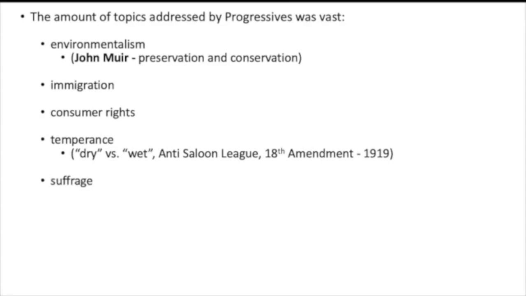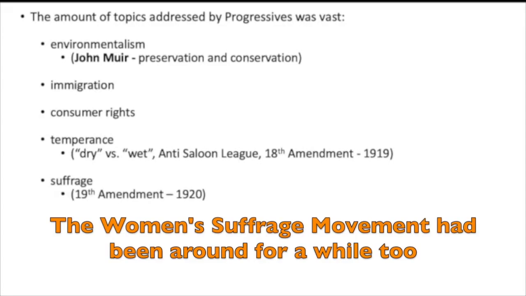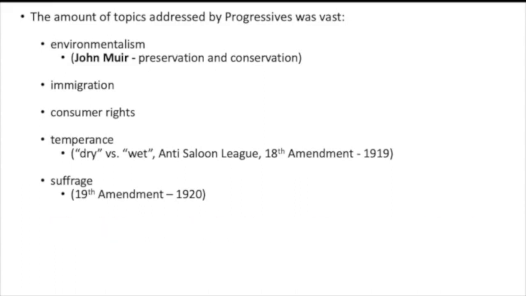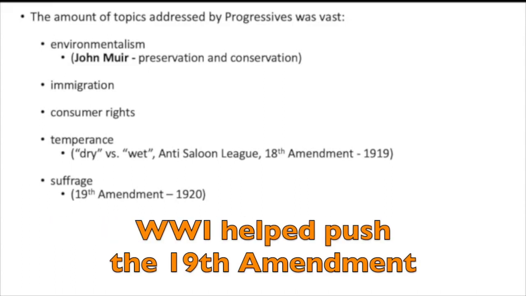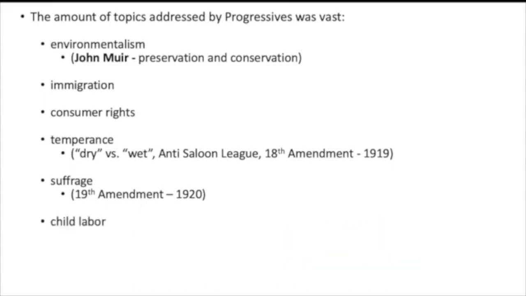Suffrage was a big issue during this time. The 19th Amendment, which happened at the end of the Progressive Era, was ratified in 1920, and a big push was because of World War I. Following World War I, Woodrow Wilson got behind the effort of women's suffrage, and the 19th Amendment was ratified.